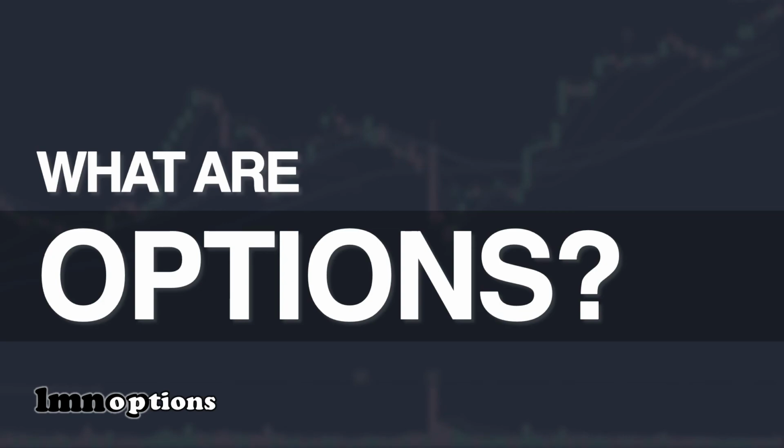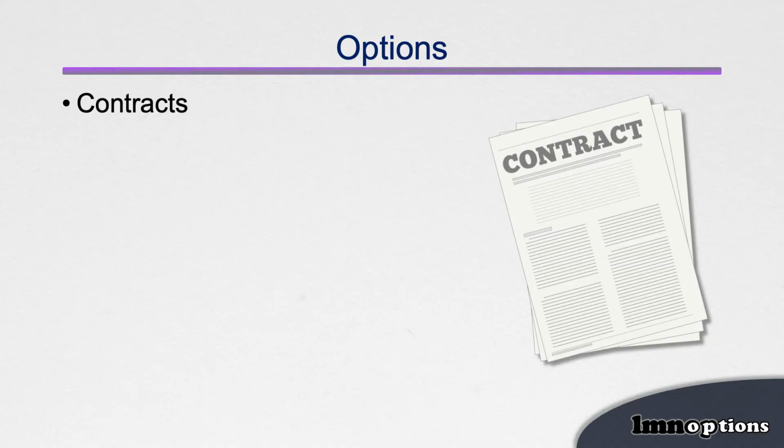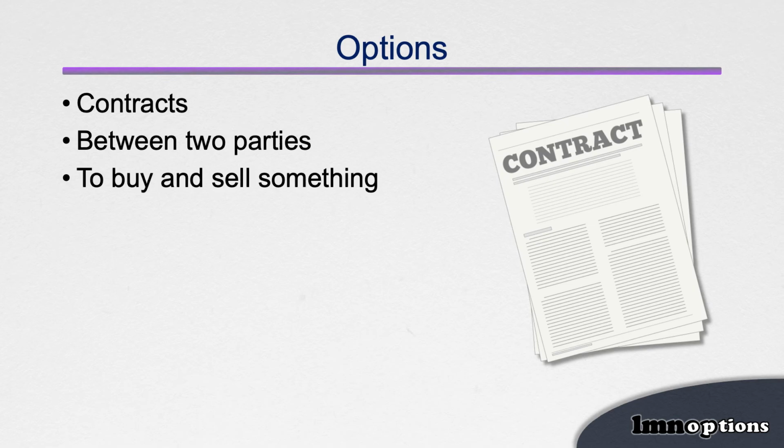So in a nutshell, options are basically contracts, agreements between two parties to buy and sell something. You want to buy a house, you sign a contract. You want to buy a car, you sign a contract. You want to buy insurance, you sign a contract. So, what kind of items do we expect to see appearing in a contract to buy and to sell something?